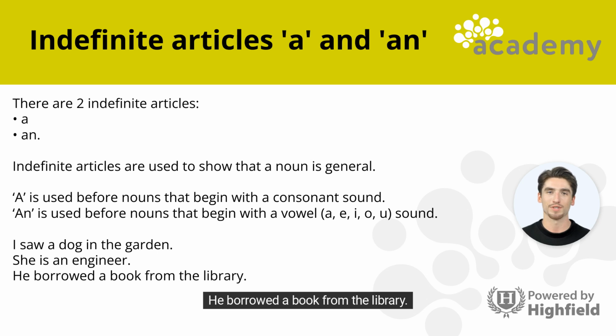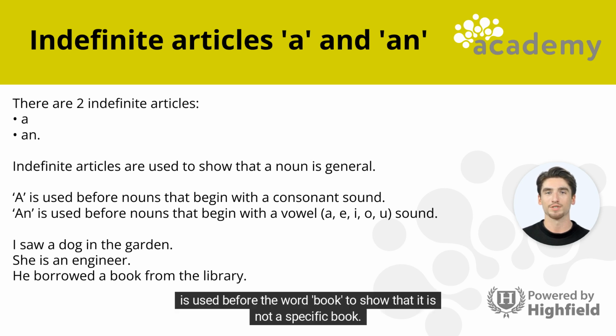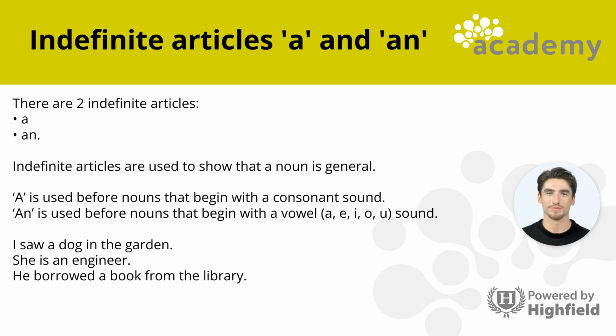He borrowed a book from the library. In this sentence, the indefinite article, a, is used before the word book to show that it is not a specific book. It could be any book.